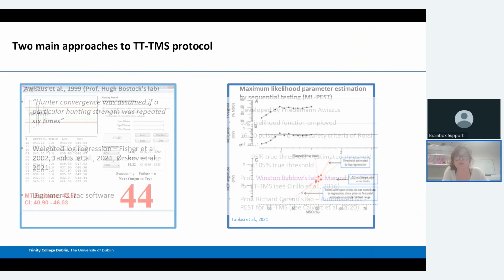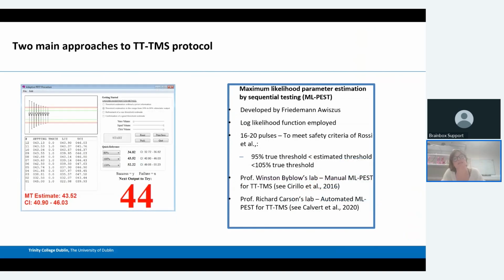The other main way of doing it is maximum likelihood parameter estimation by sequential testing, or MLPEST. Friedman Avicius developed this. Many of you may be familiar with it because this free GUI is available, and a lot of people use it for recording resting motor threshold. It's simply a log likelihood function where you input what stimulus you used and whether you got a so-called success or failure, and it gives you the next recommendation, and so on and so on. Then it uses confidence intervals to define when you have sufficient confidence in your estimate of your threshold.